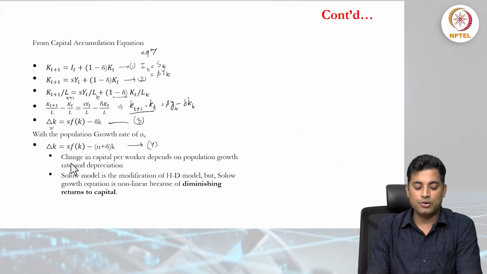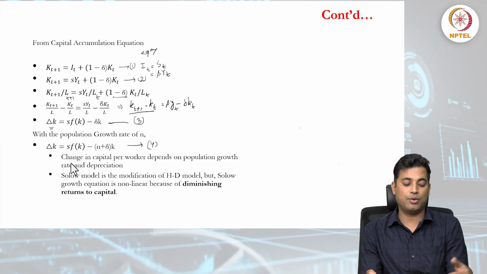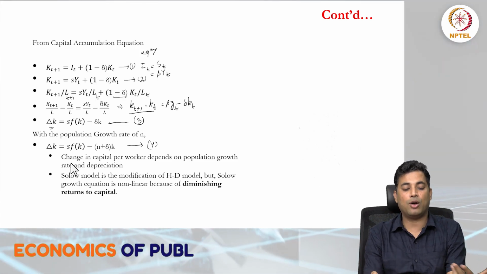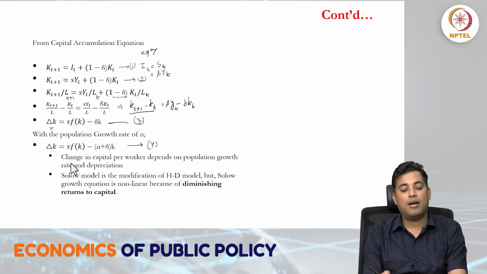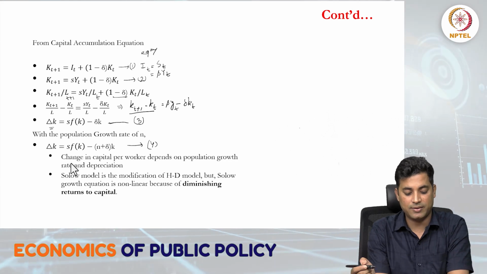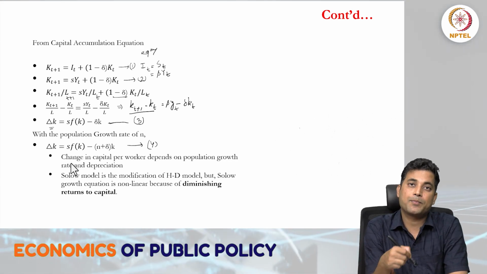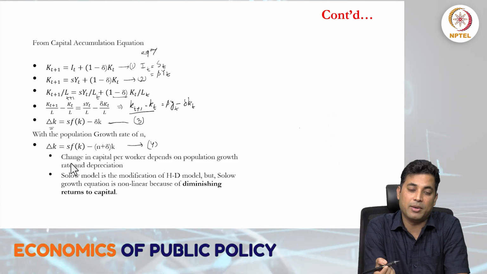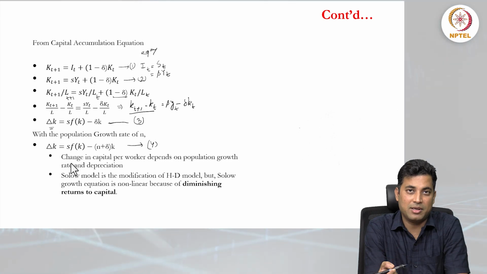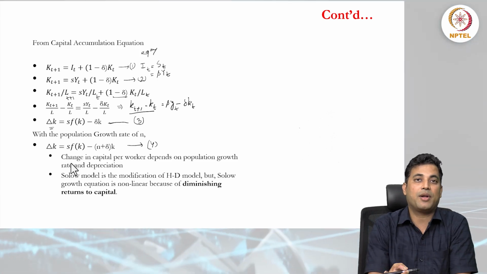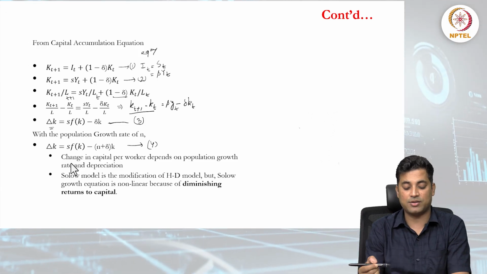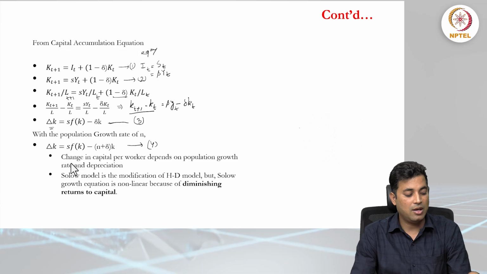So the change in capital per worker, delta small k, depends on the population growth and depreciation, as I said, but also on the savings rate and total output per worker. So the Solow model is certainly a modification of Harrod-Domar, but it is not as simple as Harrod-Domar, because it is a dynamic model, since the production function is dynamic, and it is non-linear because of the diminishing returns to capital assumption.